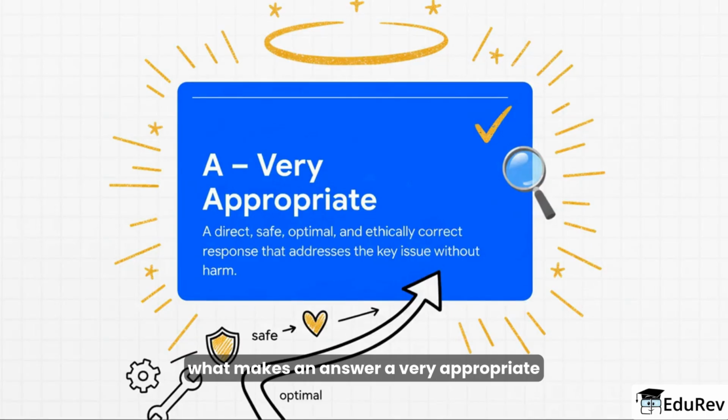So, what makes an answer a very appropriate A? Well, think of it as the gold standard, the absolute perfect response. It's the action that solves the problem in the most direct, ethical, and safe way you can imagine. It's the home run answer.